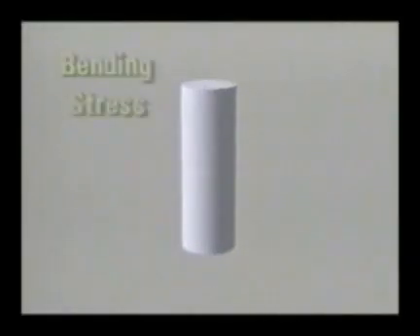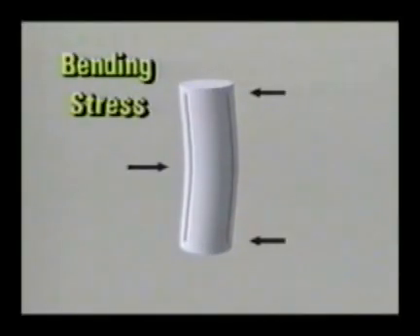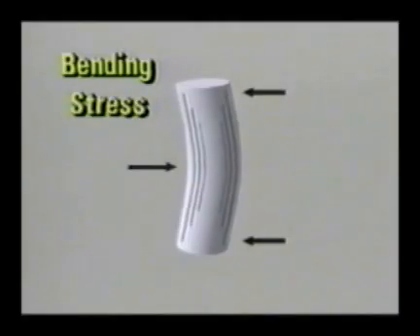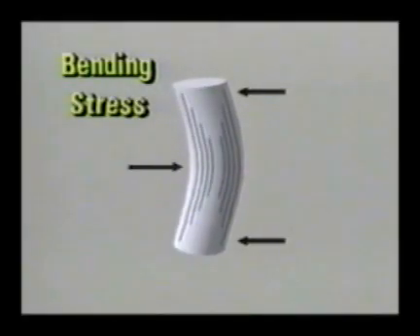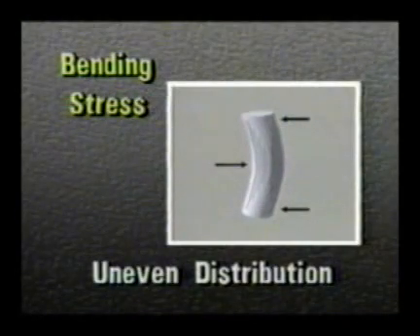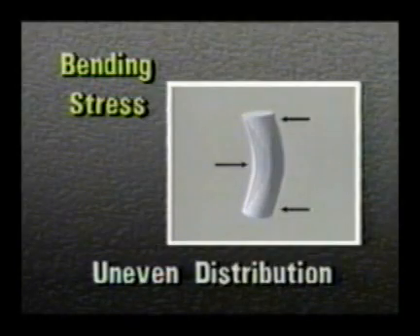Bending loads, forces that try to deflect an object, result in compressive stress on the concave side and tensile stress on the convex side. The center of the object experiences little or no stress. Lines of bending stress do not distribute themselves evenly over the cross-section of the object, but are highest at the surface and diminished toward the center.